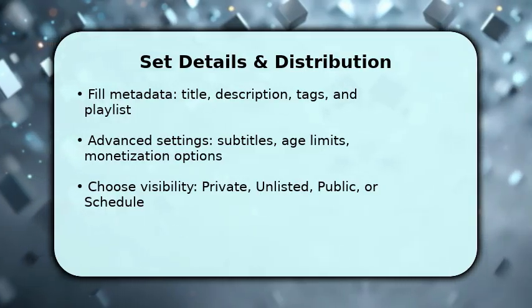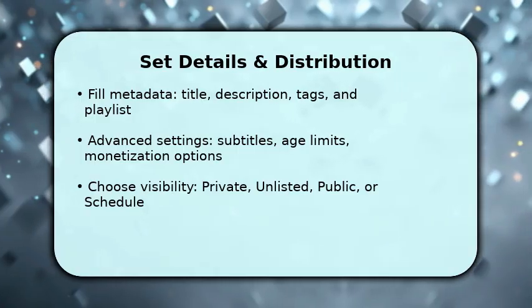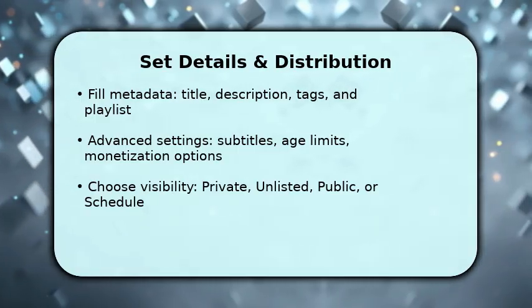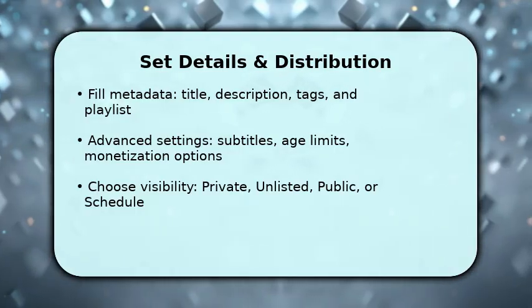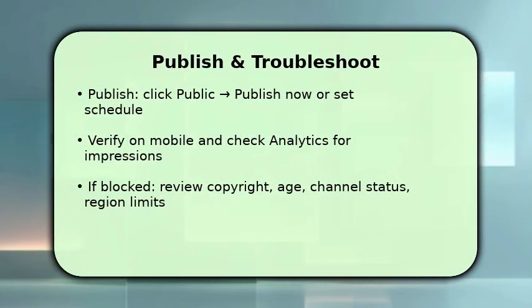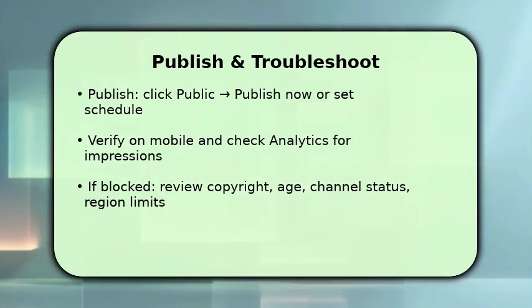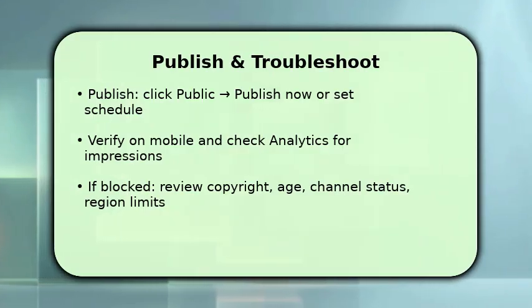When you reach visibility options, choose public to make it live immediately, or schedule to publish at a later time. Make sure Save or Done is clicked to apply choices. Hit Publish and your short should appear on YouTube and in the Shorts shelf. You can also share the link right away. Once live, check the mobile Shorts feed and the video's analytics to confirm views and discoverability.